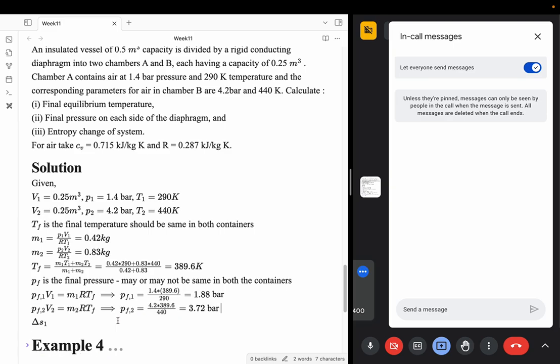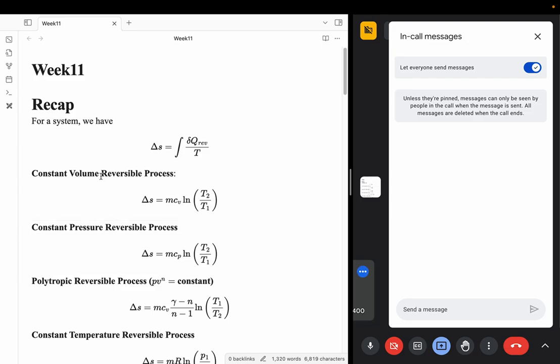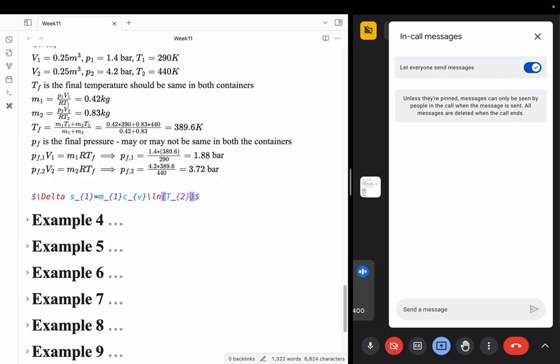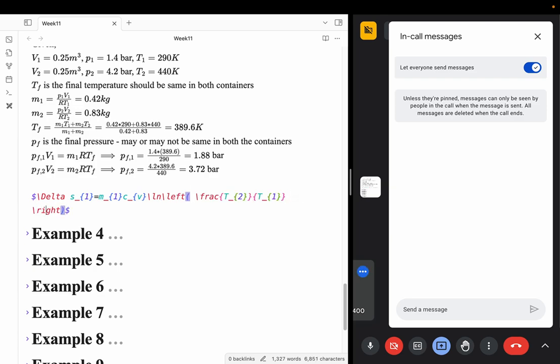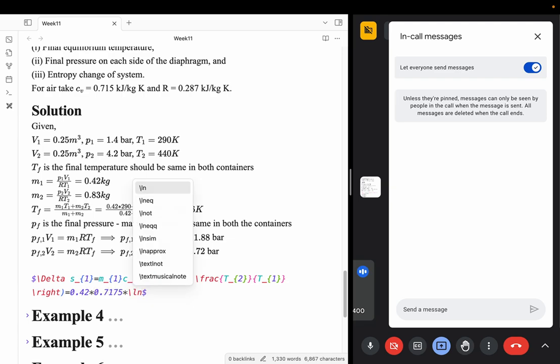So now how do I calculate entropy change for the first and second process? I mean for chamber 1 and chamber 2. It's a constant volume process, so you can directly use the relation m1 Cv ln P2 by P1, or is it P1 by P2? T2 by T1. Okay, it's equal to P2 by P1, whichever way you prefer. You can directly substitute the values. So m1 is 0.42, Cv is 0.7175 times ln T2 by T1.